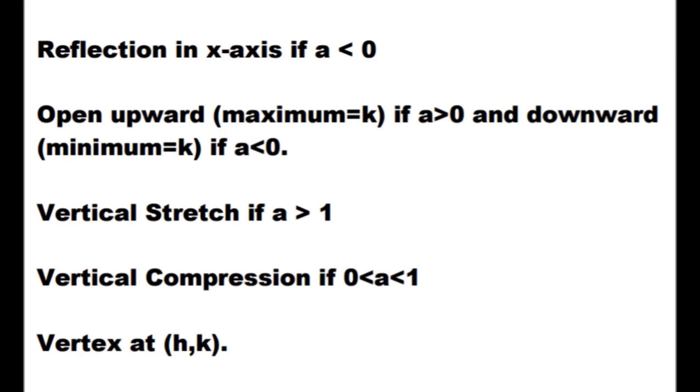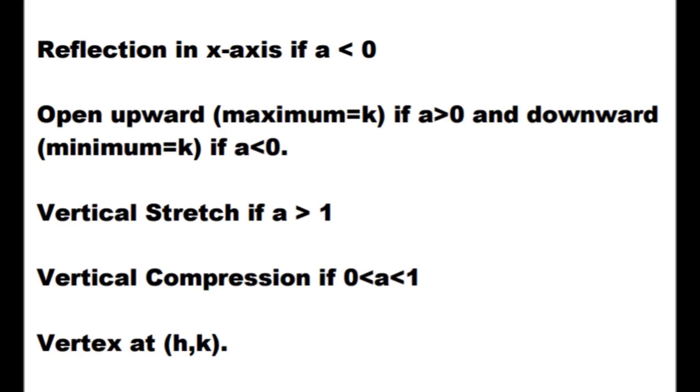Now moving on to the next part. If the k value is greater than 0, then it goes upwards. If the k value is less than 0, then it is going downwards. For example, if k is negative, then it's going downward. If k is positive, then it's going upwards.